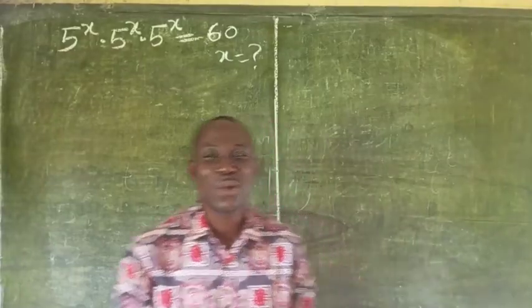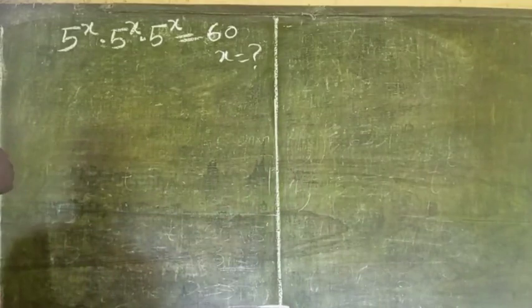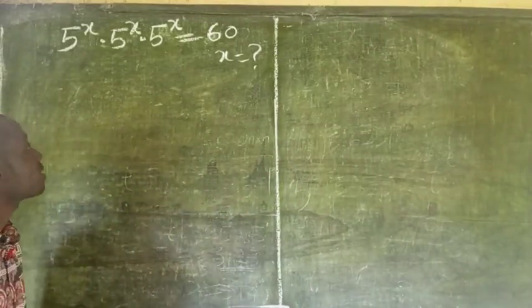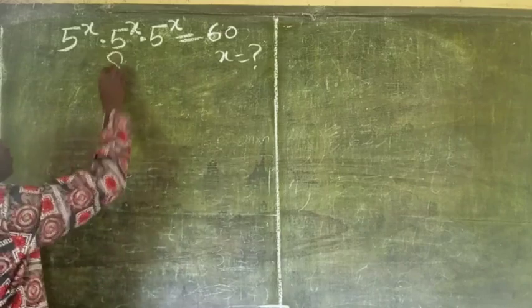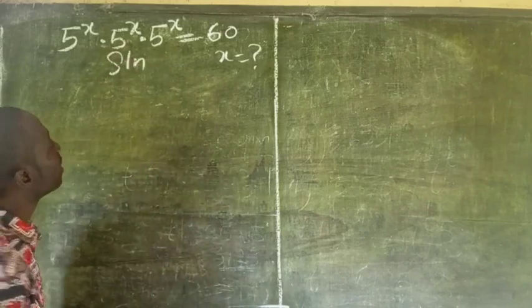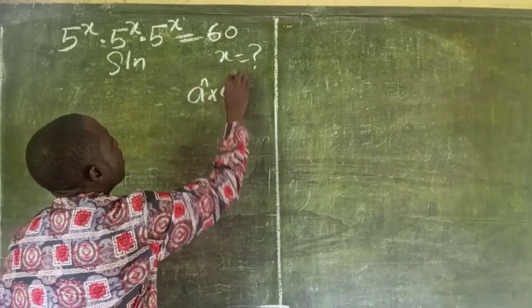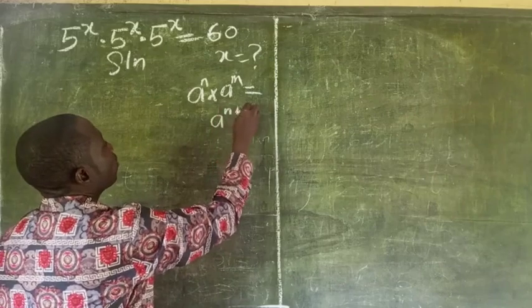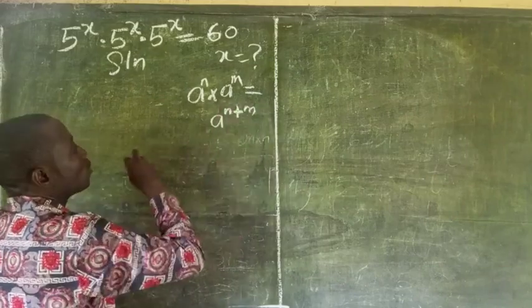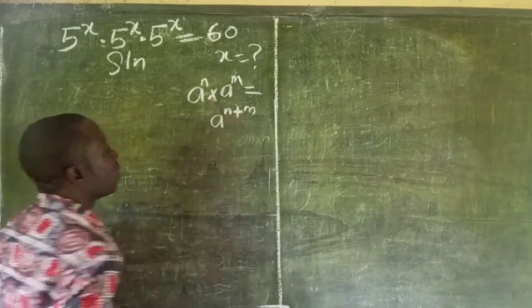Hello everyone, we are out to solve for s in this equation that says 5 raised to the power s times 5 raised to the power s times 5 raised to the power s equals 60. So, to boost our confidence, if a raised to power n is multiplied by a raised to power m, we can say it is a raised to power n plus m. So when the operator is multiplication, you add their powers.